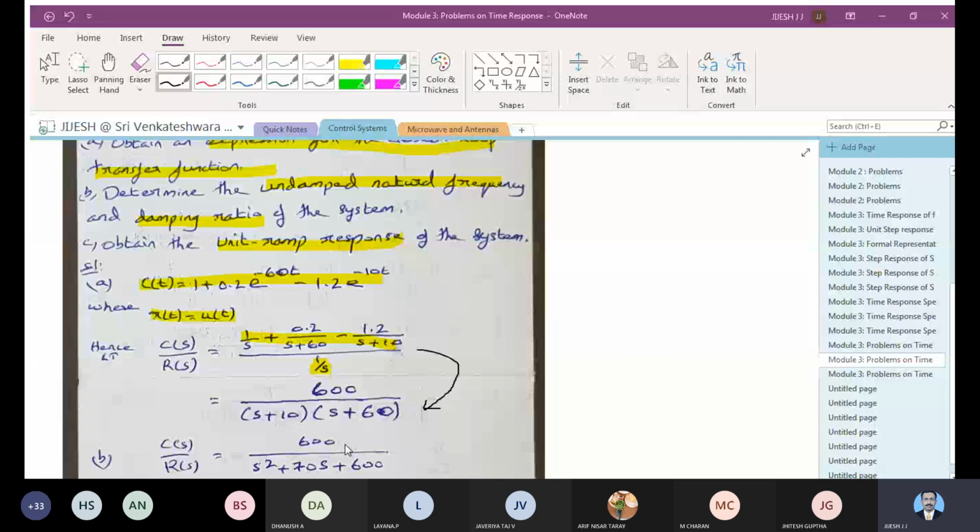So you need to take the Laplace transform, then you can find out the transfer function. So have you completed? Yes, sir. Okay. So others also you can complete it. One more minute, I will just wait for you to complete it till the transfer function, that is 600 divided by (s plus 10) into (s plus 60).